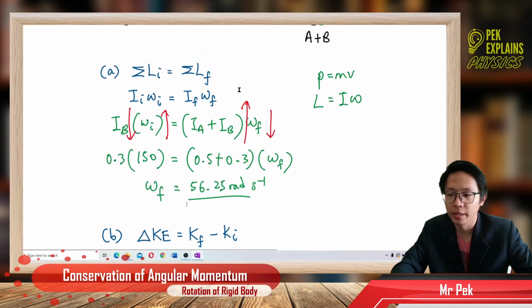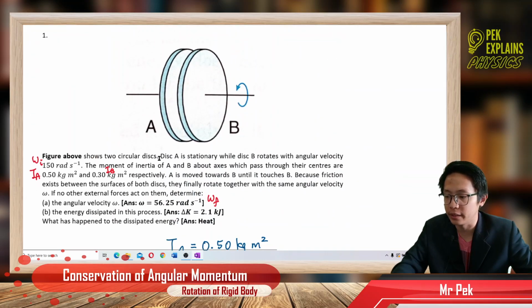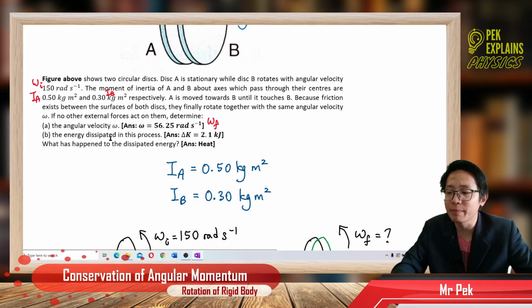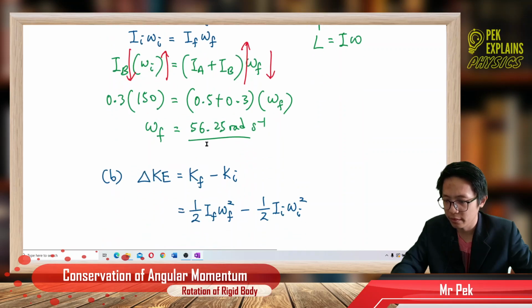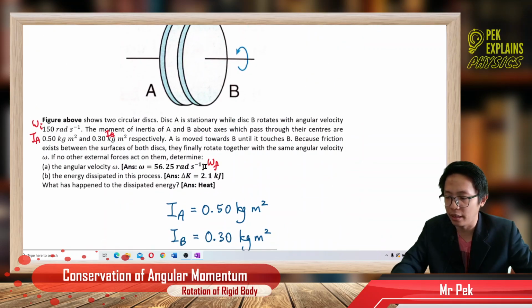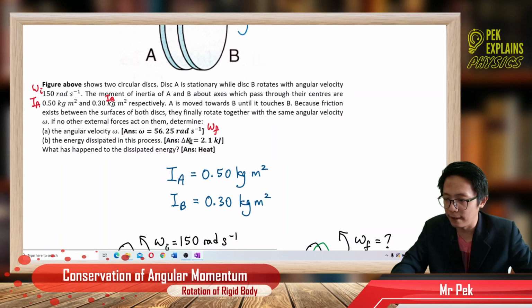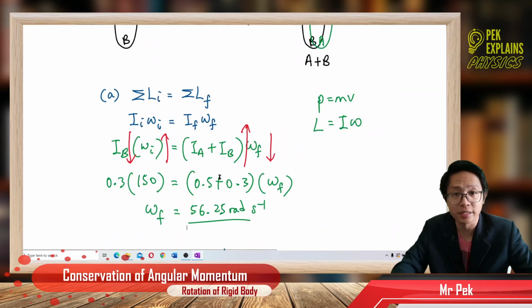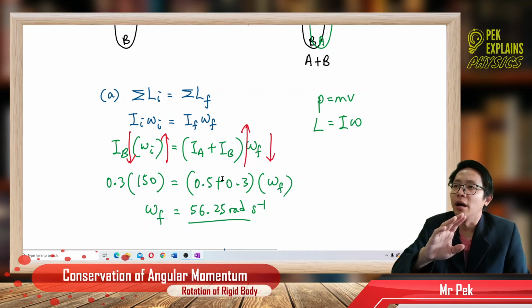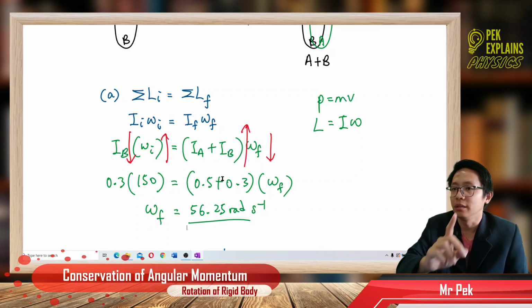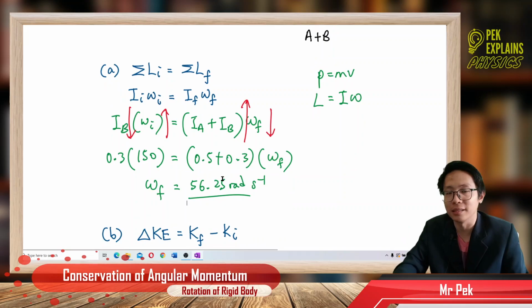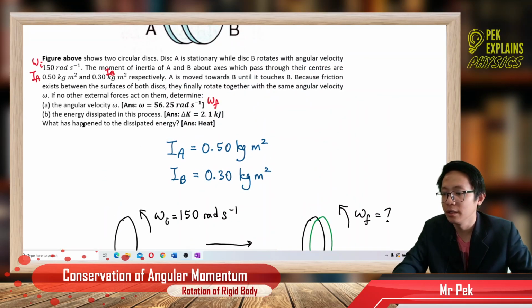Conservation of angular momentum. Now, let us look at the next question. The energy dissipated in this process. What is the energy dissipated? So the energy dissipated, delta K. Initially, they only have the kinetic energy, isn't it? So we just find the decrease in their kinetic energy. The decrease in kinetic energy is converted to heat energy. Energy lost, energy dissipated. So we just find the change in the kinetic energy.